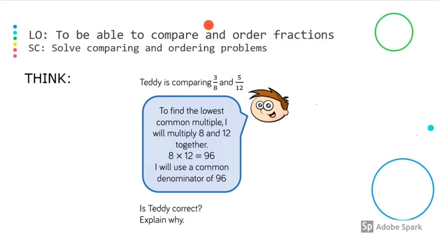Here we have our first think question. Teddy is trying to compare 3/8 and 5/12. He says that to find the lowest common multiple, he will multiply 8 and 12 together. He says that 8 times 12 is 96, and he will use a common denominator of 96. Do we think he's correct, and why? Now the first thing we need to do is think about whether 96 is the lowest common multiple for these two numbers. Is there another number that fits into both the 8 and 12 times table that is smaller than 96?